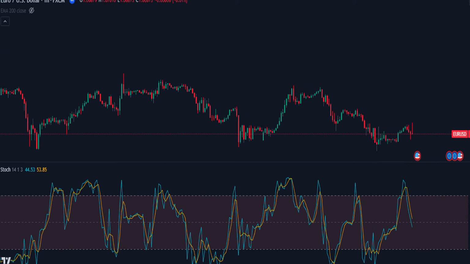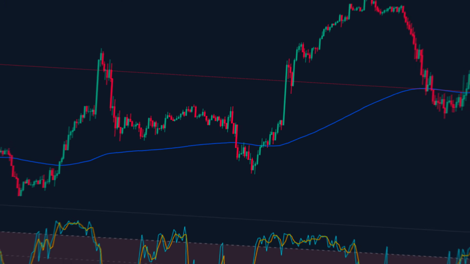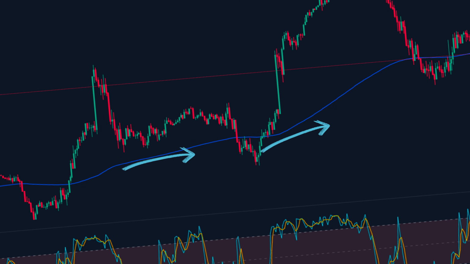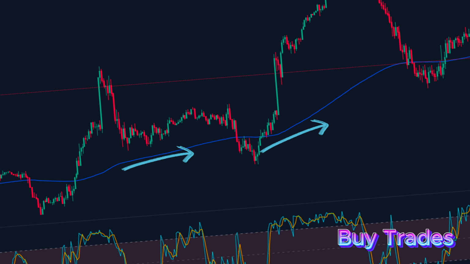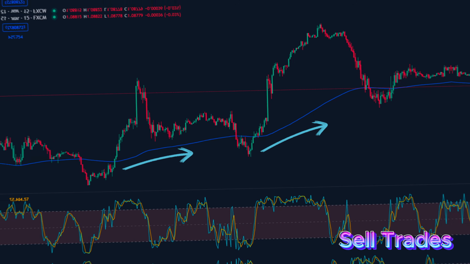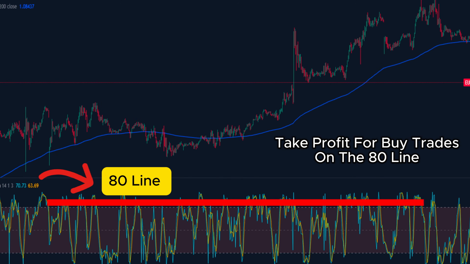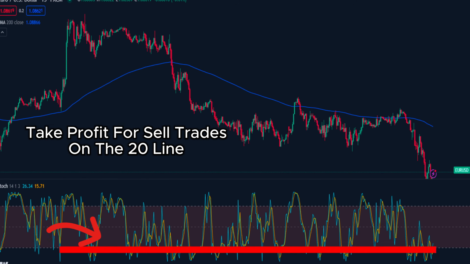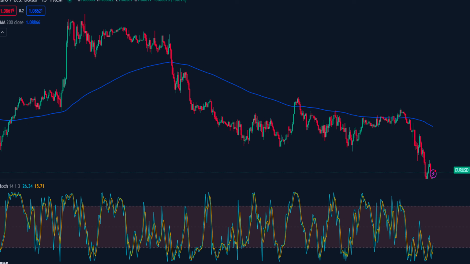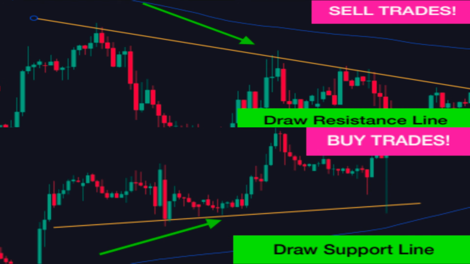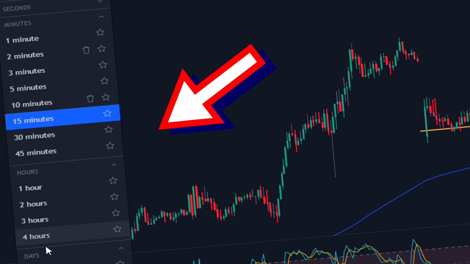Now you have learned how to use the stochastic strategy. 1. Use the stochastic in combination with a moving average. When we are looking for a buy trade, the moving average needs to be in an uptrend. For a sell trade, the moving average needs to be in a downtrend. 2. Set the take profit for a buy trade at the stochastic 80 line. Set the take profit for a sell trade at the stochastic 20 line. 3. Set the stop loss at the support and resistance lines. 4. Use higher time frames to increase the success rate.